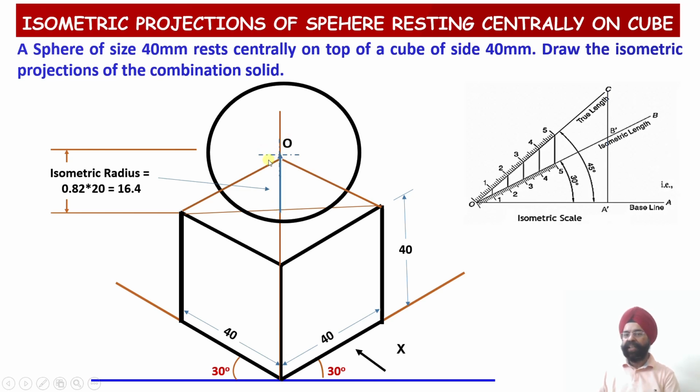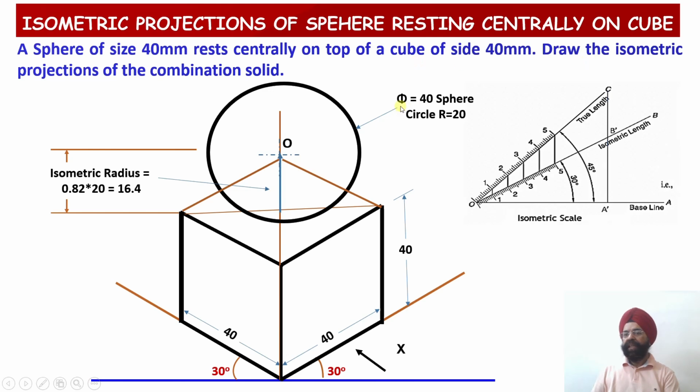And once you mark the center of the sphere, the radius of the sphere will be the actual one, because no foreshortening of the dimension of the sphere will be there. So the shape of the sphere will remain the same, and the size of the circle will also remain the same. So while we go about the construction of the circle over here, we will find that in the isometric projection, this circle will appear to be moving forward towards the observer. So this is the isometric projection of a sphere which is resting on top of a cube.